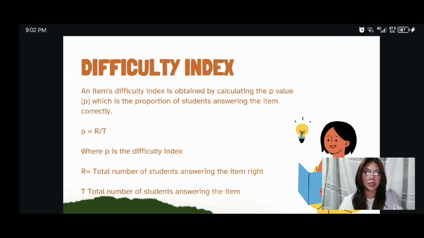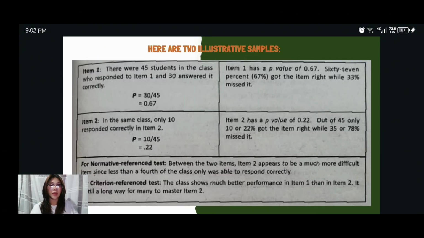So the next part is the illustrative example. The image provides two examples, item 1 and item 2. The illustration shows how the difficulty index, which is the p-value, is calculated and interpreted. It also offers insights based on normative reference and criterion reference testing.